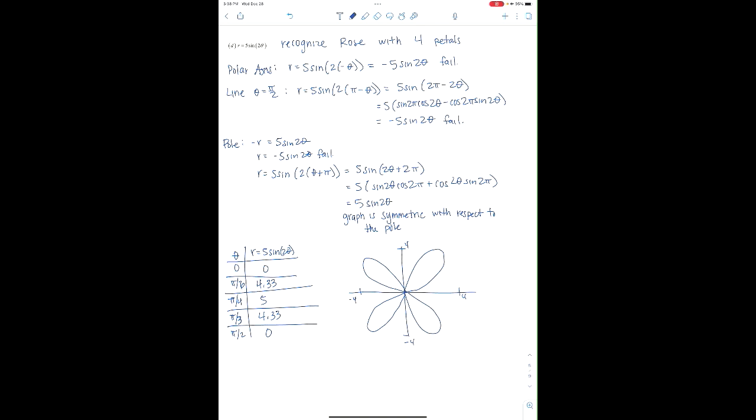Next up, r equals 4 cosine 5 theta. Again, we should recognize this as a rose. But this time, given this different setup of our function, we can see that it has 5 petals. Depending on whether it's even or odd, it changes how we determine how many petals it might have.